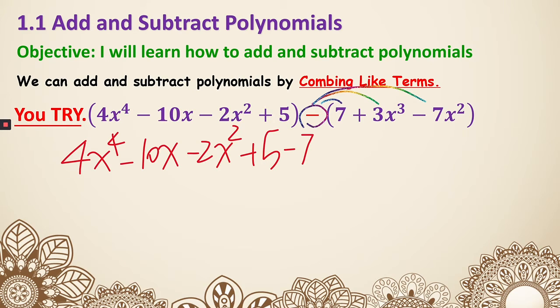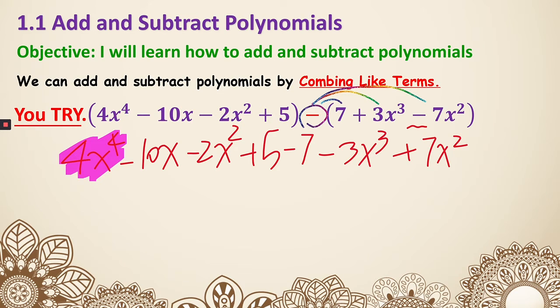The negative and the plus 3x cubed becomes the negative 3x cubed. And then the negative and negative sign together becomes a plus 7x squared. Now we can combine like terms. We have 4x to the 4th. We don't have anything else, so that is just by itself, 4x to the 4th. Next, we have this negative 3x cubed. Again, nothing else has a cube, so that is by itself.